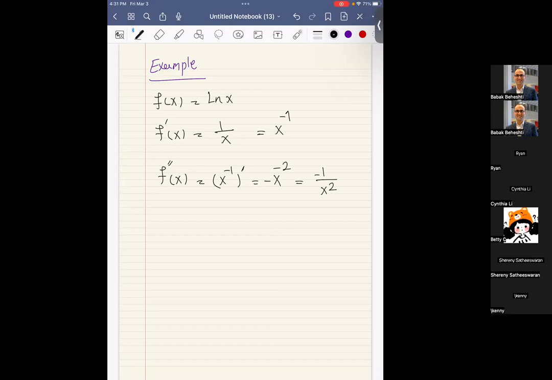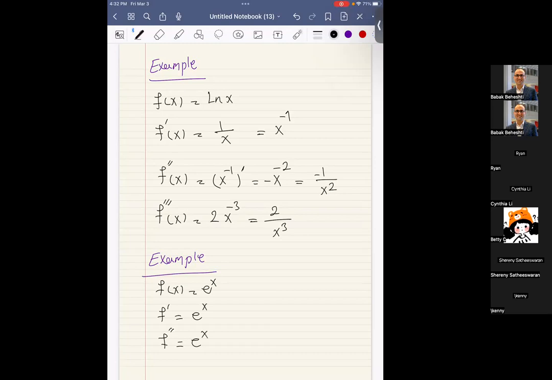And you can continue this process. You can say that the third derivative is just 2, because minus 2 times minus 1 is 2, times x to the power minus 3, which is 2 over x cubed. Now a good example, which is very nice: look at e to the power x. What is f prime? E to the power x. F double prime, e to the power x. F third derivative, e to the power x. So this is very easy.